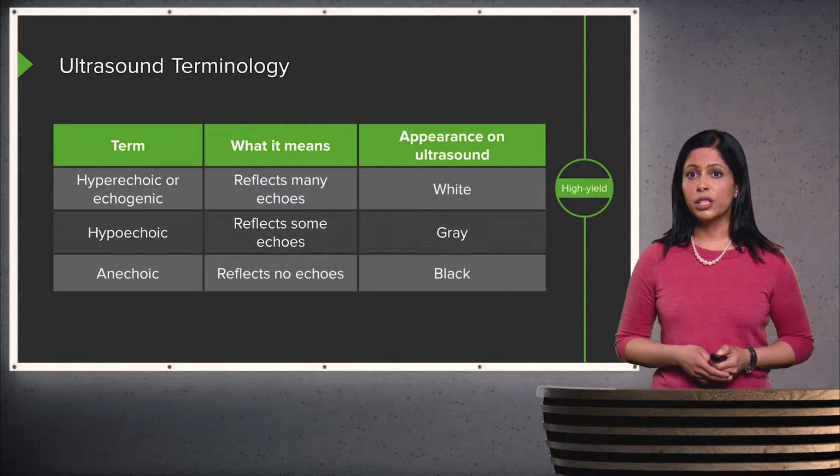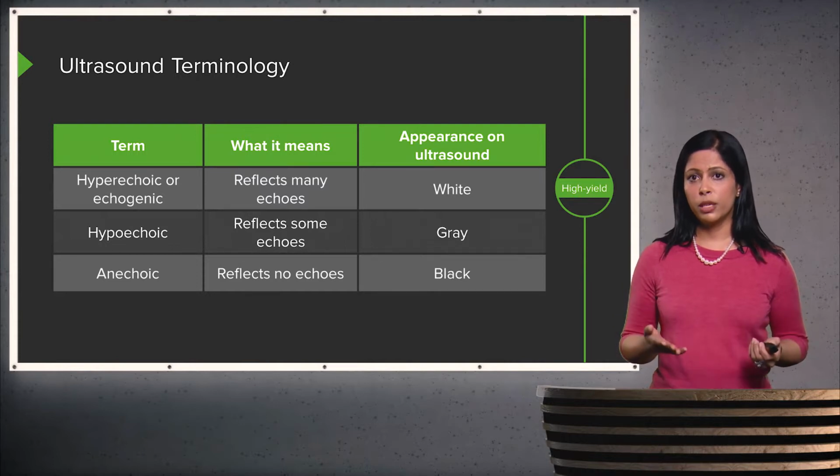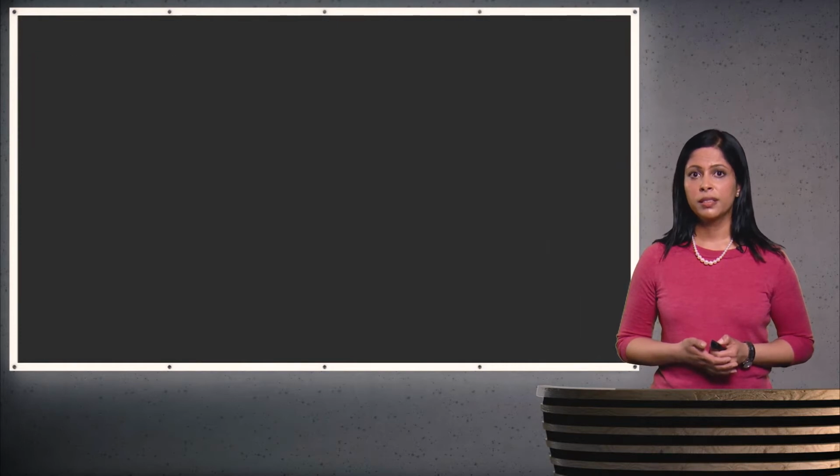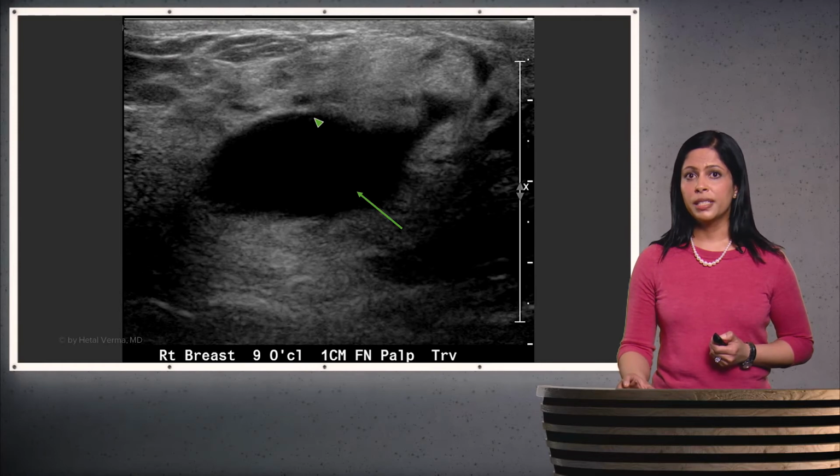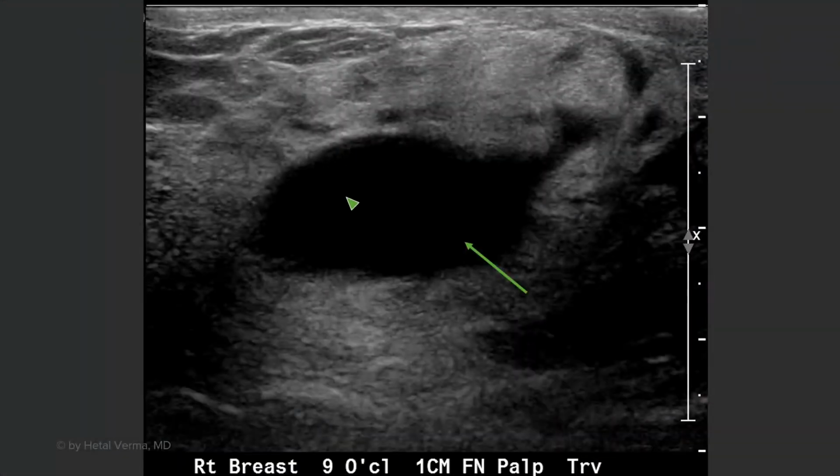Anechoic means that it reflects no echoes. Everything is transmitted through, and these structures will appear black on ultrasound. This is an example again of a right breast lesion, which represents a cyst, and you can see that the inside of this lesion is completely black or anechoic.